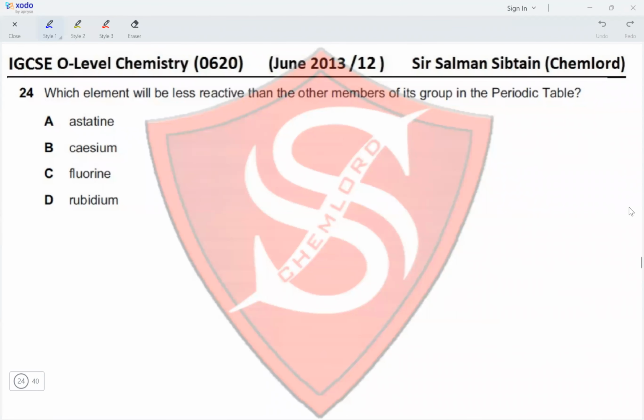Question 24. Which element will be less reactive than the other members of its group in the periodic table? So cesium is found at the bottom of group 1 and the reactivity increases, so this will be more reactive. Astatine is found at the bottom of the halogen group and the reactivity of the halogens decreases. So this is correct. Fluorine is found at the top of the halogen group and fluorine would be the most reactive, not less reactive. So this is incorrect.